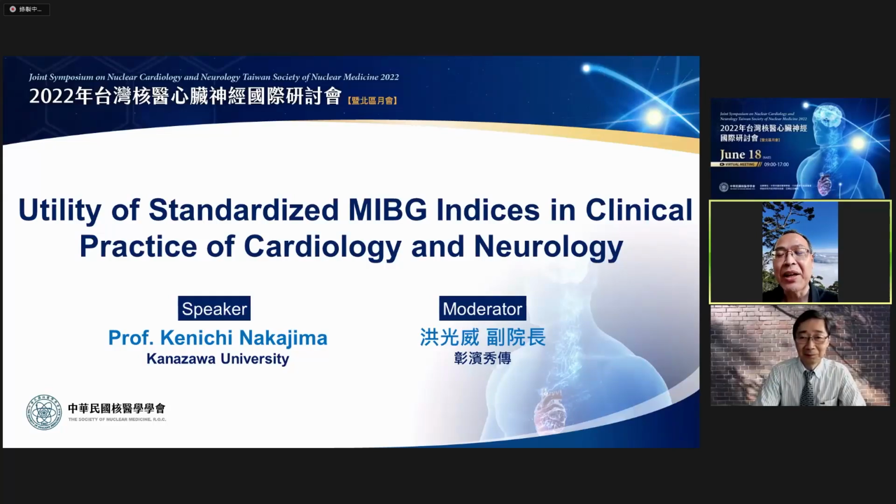Now he is still very active in the research of nuclear cardiology, especially on MIBG studies. In the previous talk, we learned how to calculate the standardized MIBG HMR ratio. In the following talk, Professor Nakajima will further talk about how to use this standardized MIBG index in the diagnosis of cardiology and neurology disease.